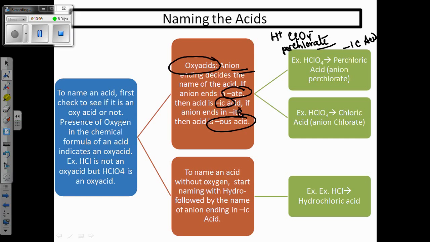If you have an acid that does not have oxygen, then you use the word hydro. For example, HCl is hydrochloric acid, HF is hydrofluoric acid, and so on.